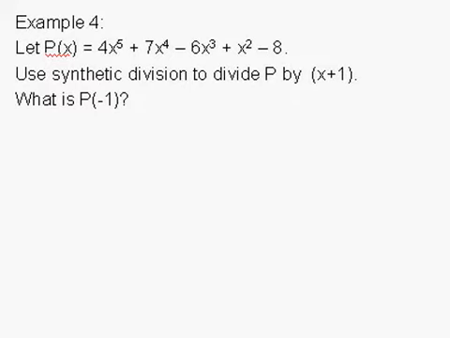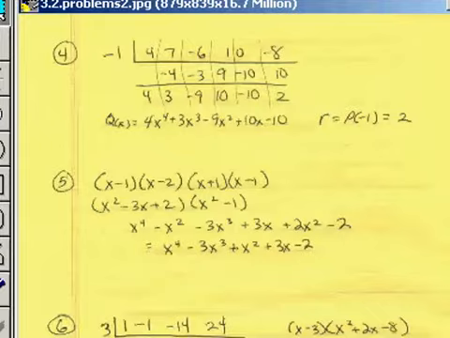Okay, so in example 4, we are going to use synthetic division to divide by x plus 1. We'll put a negative 1 on the outside, and the remainder, by the remainder theorem, will be negative 1. So over here I have that worked out. We put the coefficients of the polynomial, 4, 7, negative 6, 1. We have to put a 0 for the placeholder for the x, negative 8.